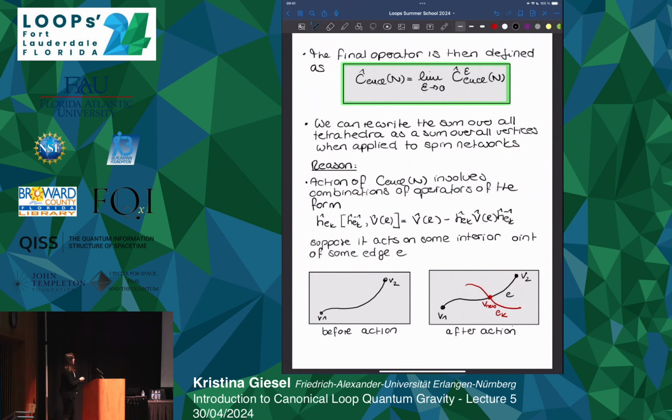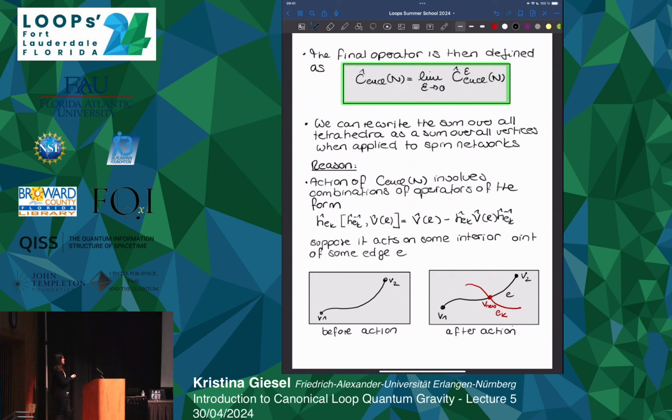So the final operator is then defined by removing the regulator, which we can do by taking the regularized expression and sending epsilon finally equal to 0, and then it has been shown that this is a well-defined operator in the LQG Hilbert space. So here we see that we still sum over all tetrahedra.